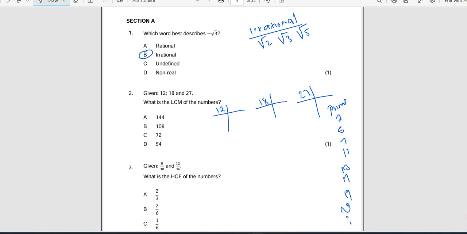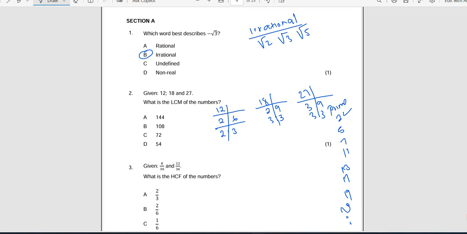So for 12, does 2 go into 12? Yes, 6 times. 2 into 6 goes 3 times, and then we are done. How about 18? 2 goes into 18 nine times. 2 into 9, no. 3 into 9, 3 times, and 3. And how about 27? 2 goes into 27? No. What about 3? 3 goes into 27 nine times, and again 3 into 9 is 3 and 3.